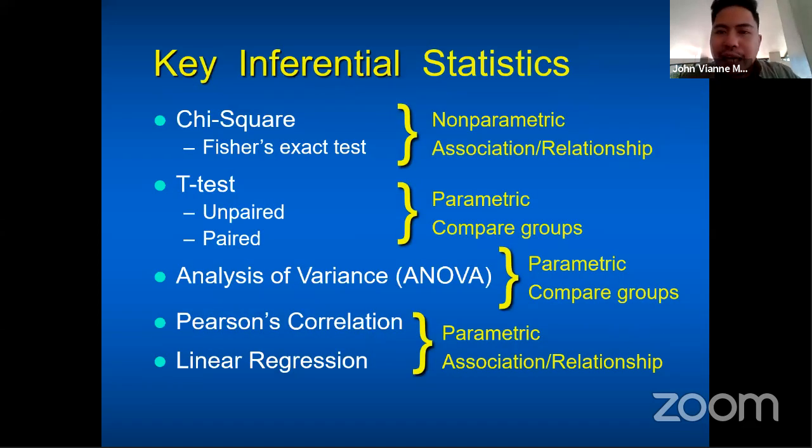Okay? Now, here are the key inferential statistics. So for example, if you want to measure the non-parametric association or relationship of variables, you're going to use Pearson chi-square test or the Fisher's exact test. So that's the non-parametric association or relationship test. If in case you want to compare two groups, you might want to use the parametric t-test. If you want to compare three or more groups, you might want to compare them using analysis of variance or ANOVA. Now, if you want to establish significant relationship of two or more variables, then the parametric counterpart for that, if in case you're using numerical variable like a scaled variable or ratio and interval variables, you might want to use Pearson's correlation and linear regression analysis.